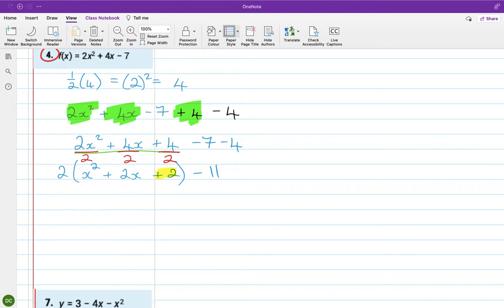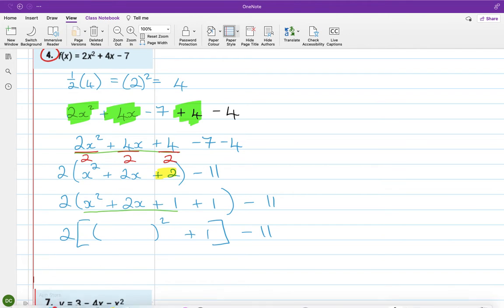So what I'm going to do is change that 2 into a 1 plus 1. And now I'm going to make my perfect square out of those 3. This is essentially what I'm setting up. I'm going to turn the 3 into a perfect square, and I still have my plus 1 and I still have my minus 11, which hasn't changed.